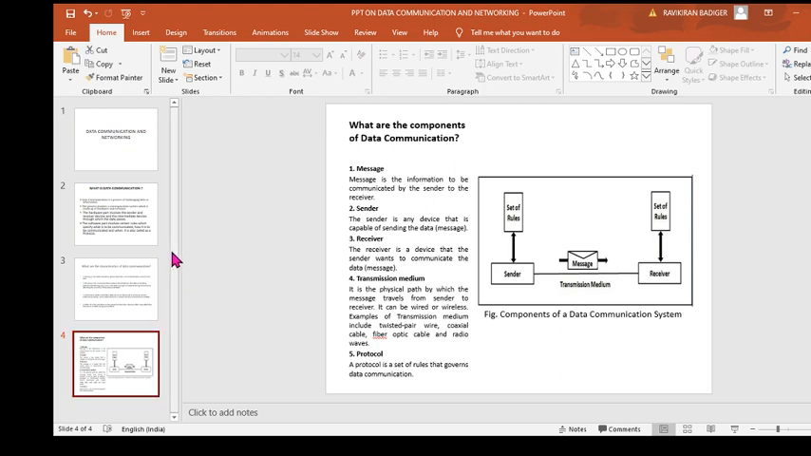We will stop the discussion here. In the next video we will learn about how the data is going to be transmitted, what the different modes of transmission of the data are, what the different ways to transmit the data are, and how the data is going to be represented. So we will see all these concepts in the next video.